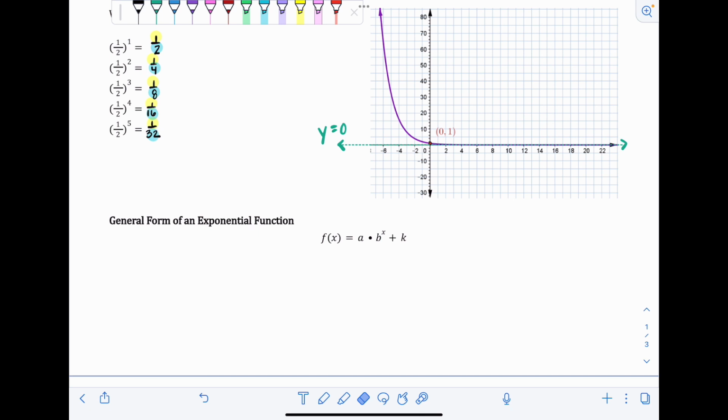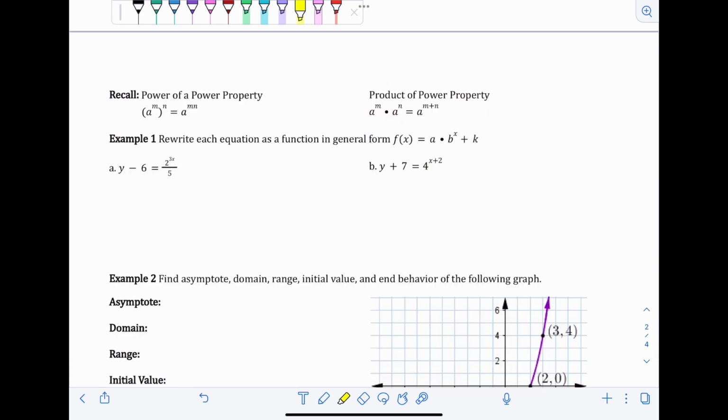Okay, so general form of an exponential function. We do need it for the next example, but we will go more into depth in 1.2, where we'll go through what each individual part means. But the formula itself is f of x equals a times b to the x plus k. I'm not going to get into what each letter is representing too much, because we'll get into that more in 1.2. We just need it for the next example.